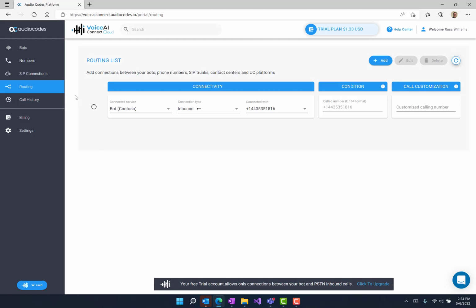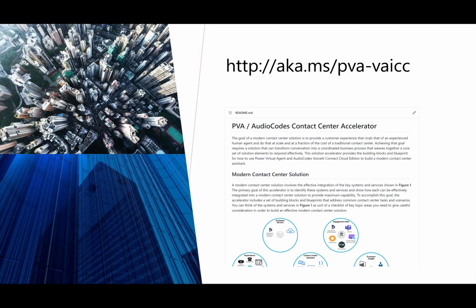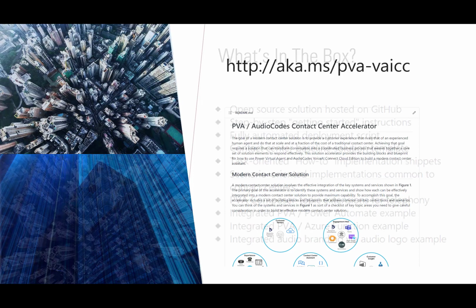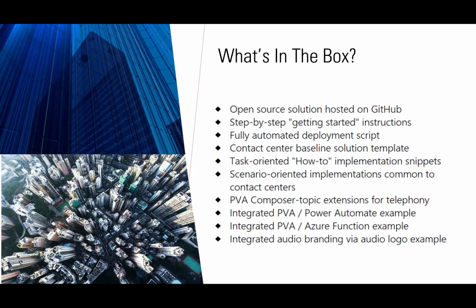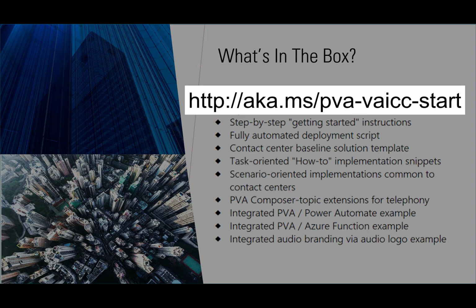Now that you understand how telephony works, let's shift our attention to the accelerator itself. This accelerator is an open source solution in a public GitHub repo under the MIT license, and if you haven't already, you can browse to it at the URL you see here. Everything you need to build a modern contact center solution like the one I've been describing is included in this repository. There are simple to follow getting started instructions, an automated deployment script, and a contact center baseline solution template that make getting up and running quick and easy. We've even created a video walkthrough for those who prefer a screencast over written step-by-step instructions.